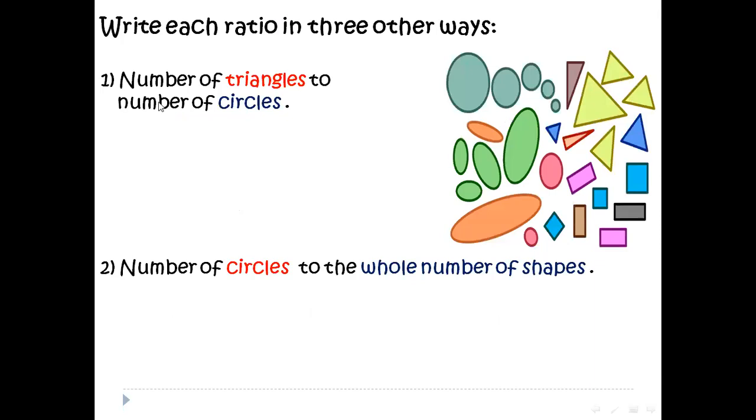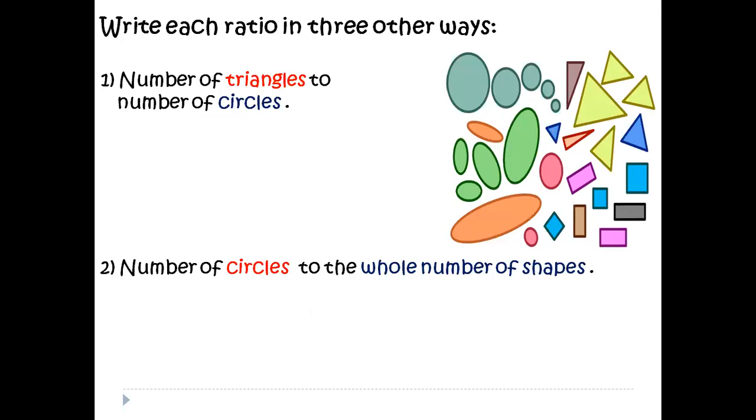Here, write each ratio in 3 other ways. So we need the 3 forms of writing the ratio. In part 1, the number of triangles to the number of circles. So how many triangles are there? Let's count them. There is 1, 2, 3, 4, 5, 6, 7, 8 triangles.